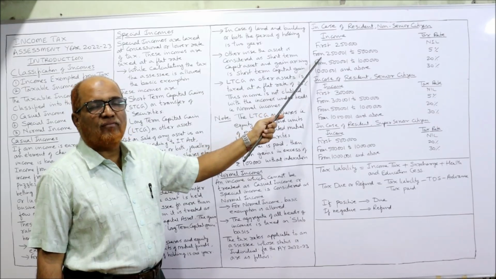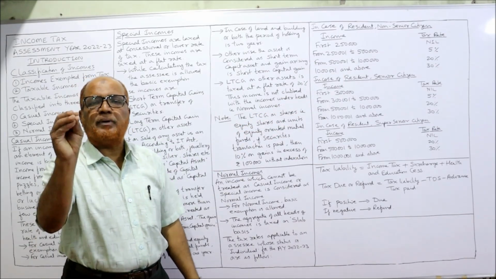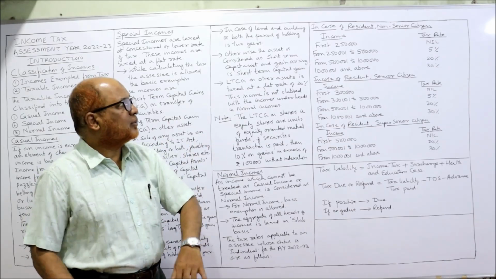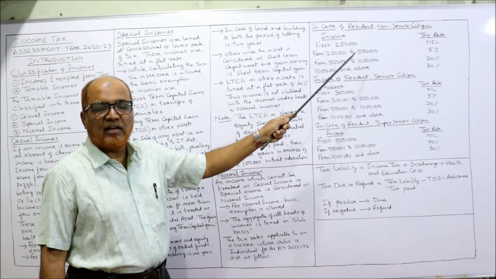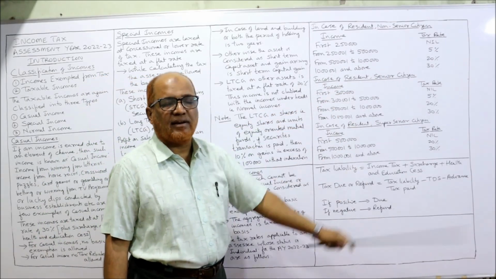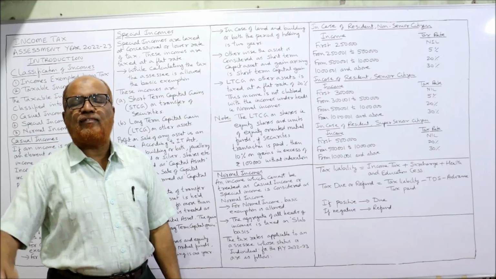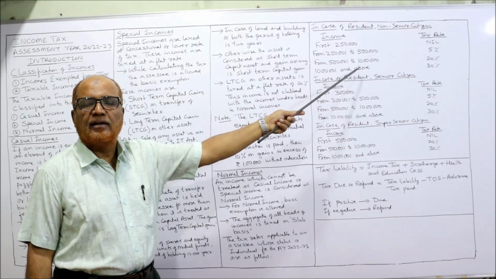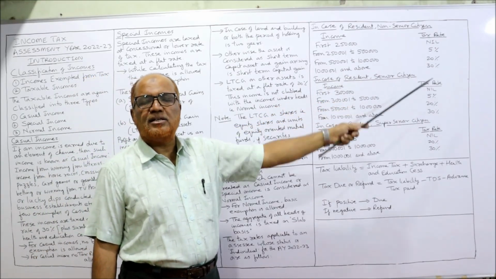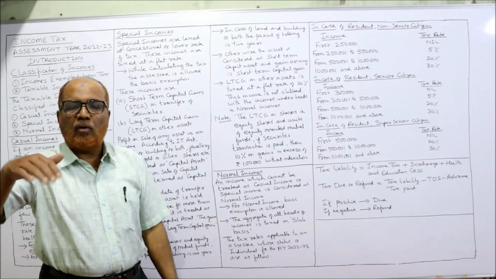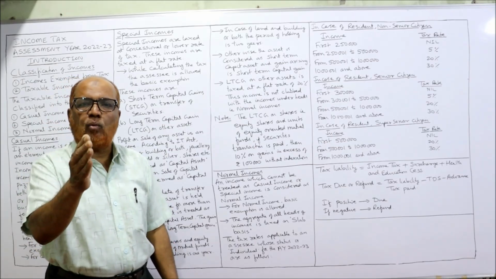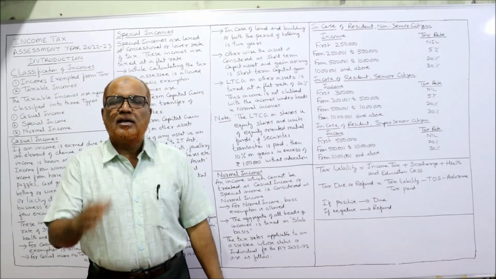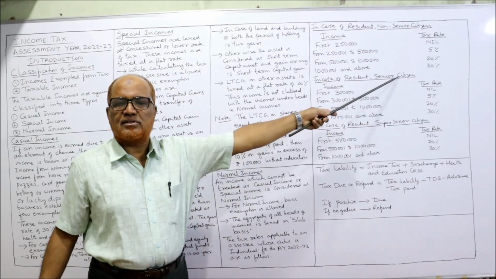From 2,50,001 to 5 lakh, 5% is the tax rate. That means more than 2,50,000, but up to 5 lakh. So whatever income you have, on that income 5% is the rate of tax. If the income is more than 5 lakh, that is 5 lakh 1 up to 10 lakh, for this income the tax rate is 20%, and over 10 lakh, that means 10 lakh 1 and above, the tax rate is 30%. So 4 rates you have to apply: 0%, 5%, 20%, 30%.